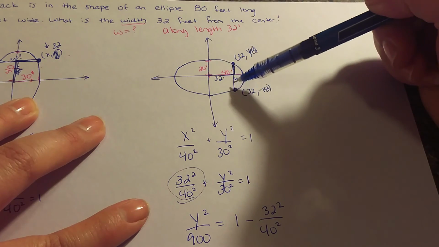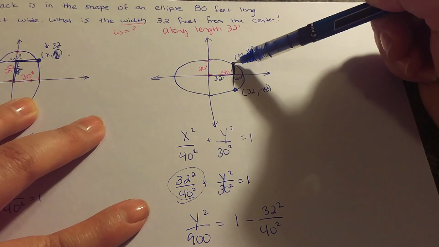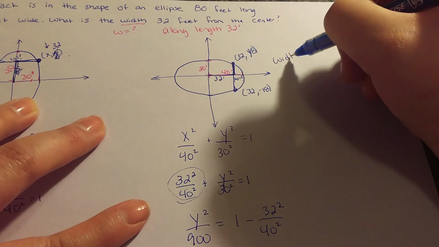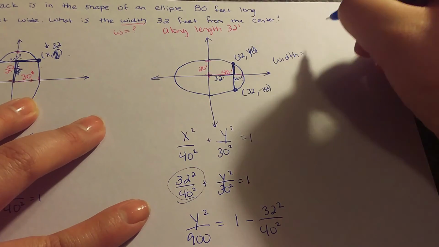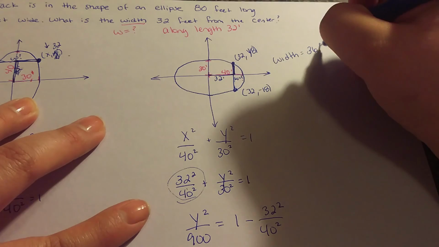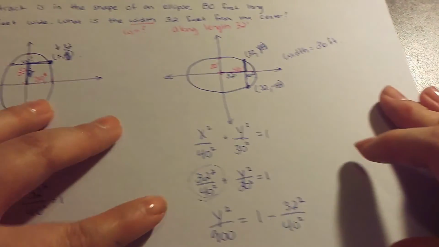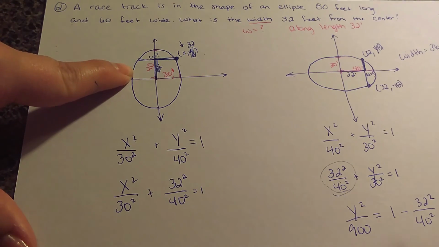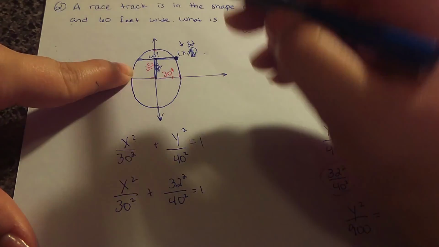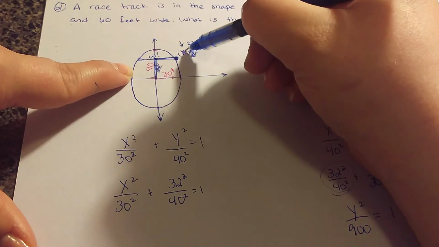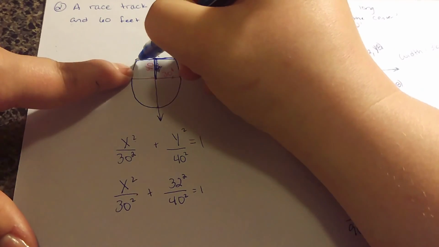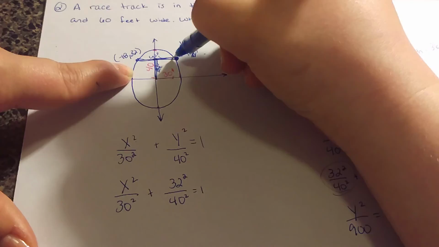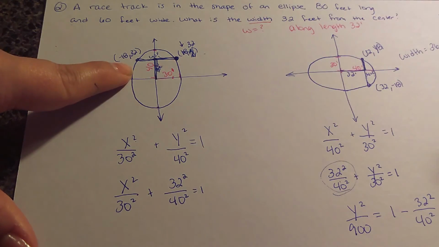And so if we want the entire width, this distance is 18 up and 18 down. So the entire width would be double 18. So 36 feet. Over here, you would get a plus minus 18 for your x. So that means this point over here is positive 18 comma 32, and this one is negative 18 comma 32. And again, doubling that would still get you your entire width.